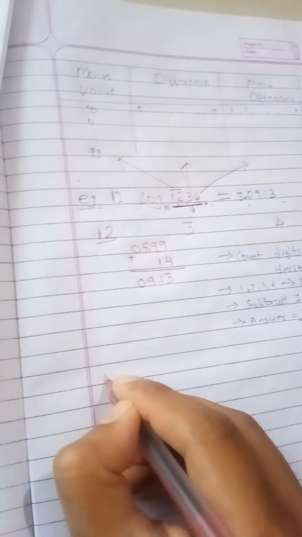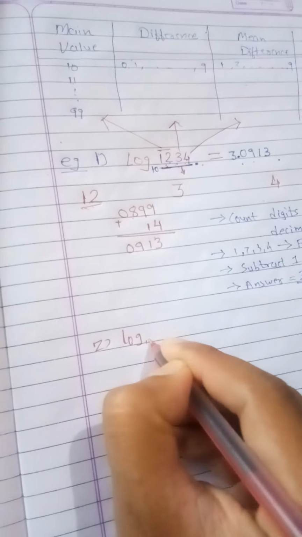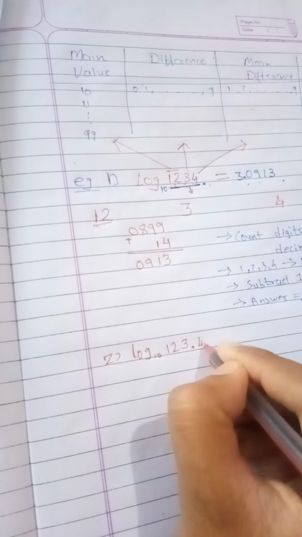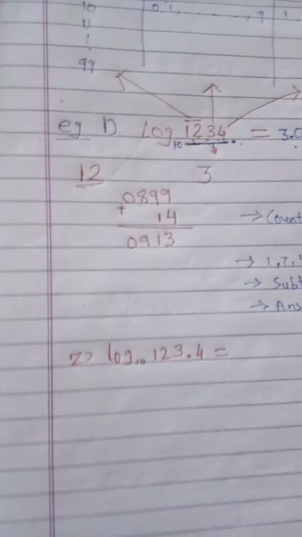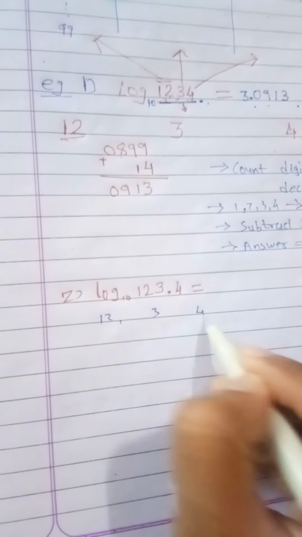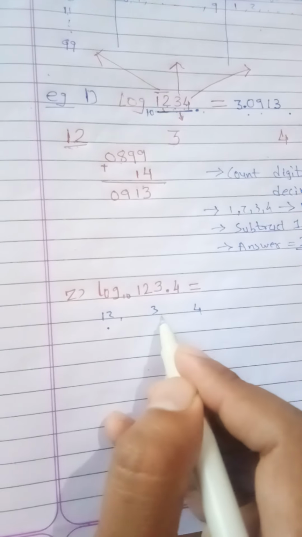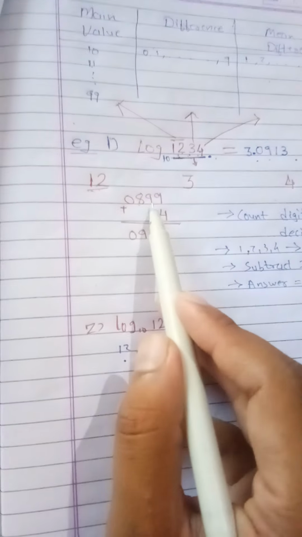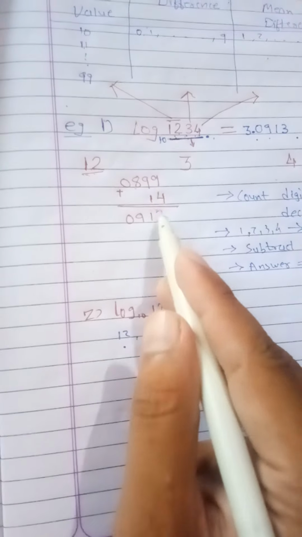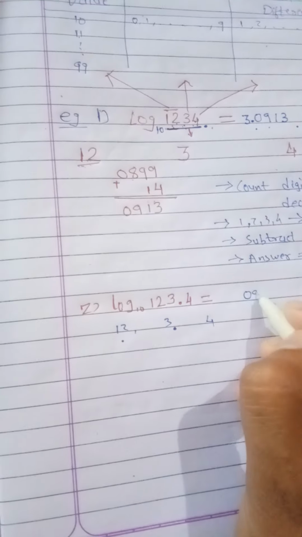Just taking another example. Second, log of 123.4. How many digits are required? Again, 12, 3 and 4. See the value of 12 in difference 3. Again the same answer, 899. The mean difference of 4 for 12 is 14, so you will get 0913 only.